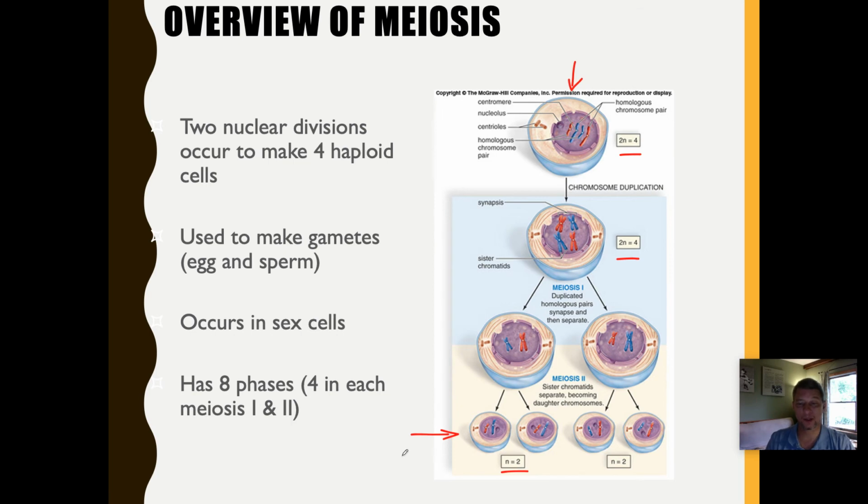All right. So compare the cells in the bottom row to the cell that you see up here, and you'll notice that the chromosome number is very, very different. All right. So that's an overview of meiosis.